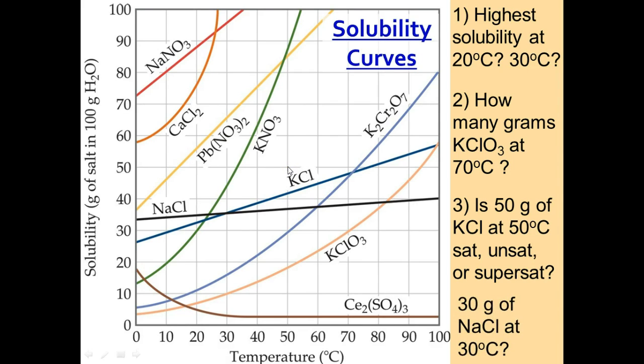And then, is 30 grams of NaCl at 30 degrees Celsius saturated, unsaturated, or supersaturated? So 30 grams of NaCl, which is right up here, this black line, 30 grams is down here. So if it's not above, like Superman, not flying above, and it's below the line, it's unsaturated, because this is a saturation point, which would be about 35 grams, so 30 grams is below.